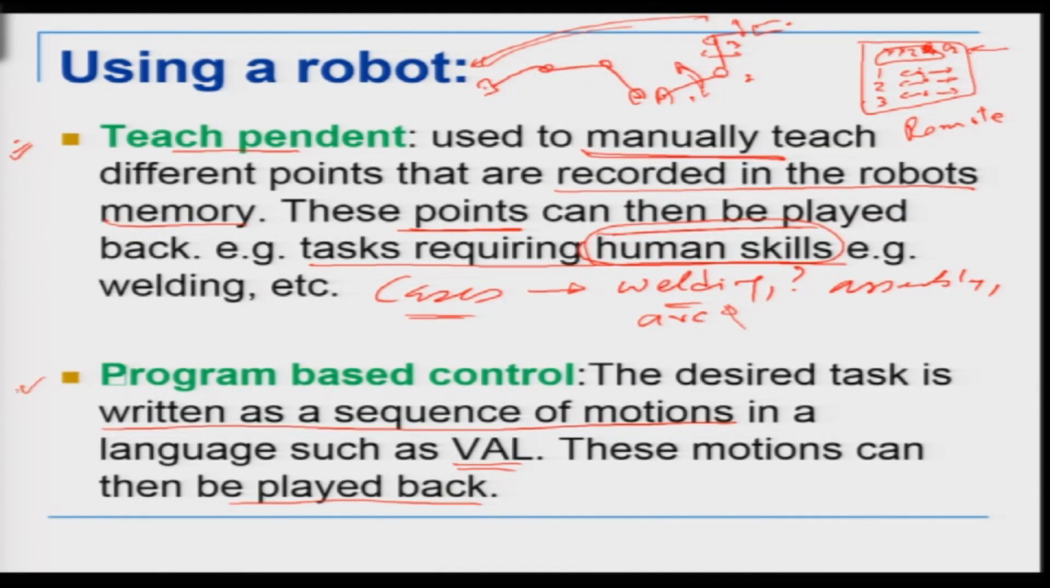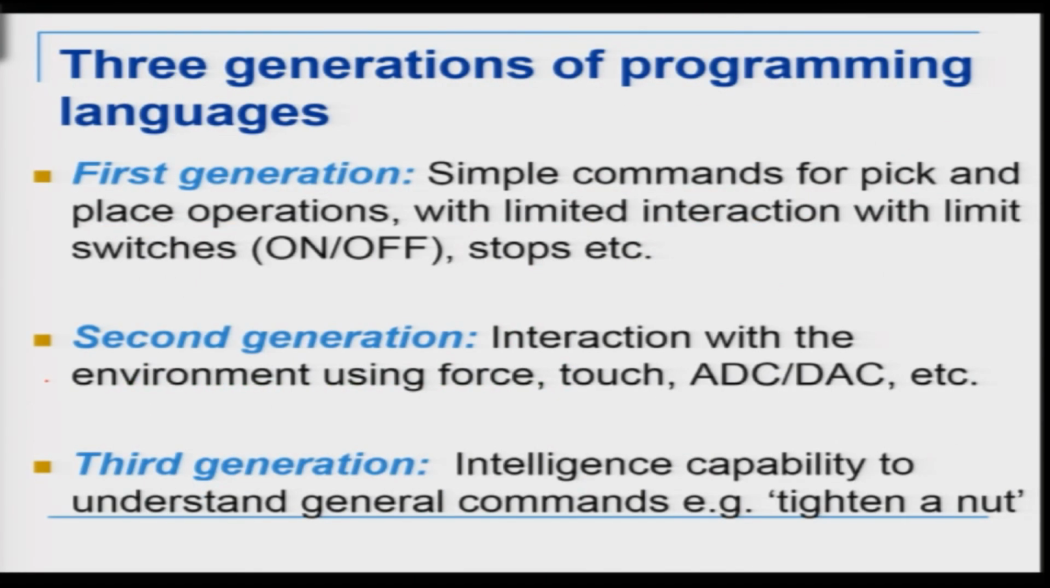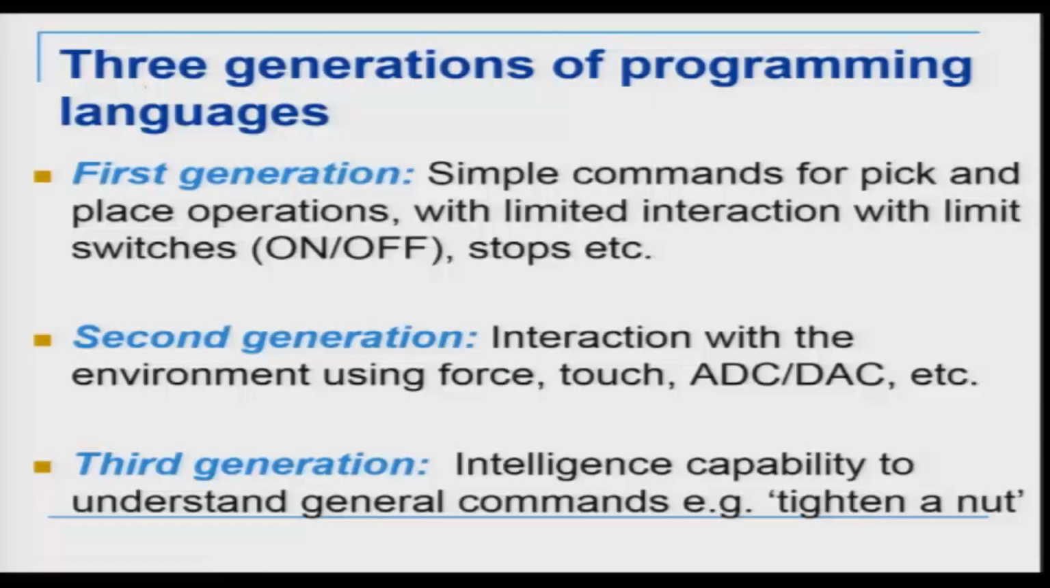So, we have seen there are two ways of programming. One is teach pendant based, the other is program based control. Now, like robotics in the past, which was divided into 3 generations, we had first generation, second generation, third generation robots. Today we have the present day and the future robots. Similarly, programming languages also evolved as robots evolved, and so there are 3 generations of languages as of today.